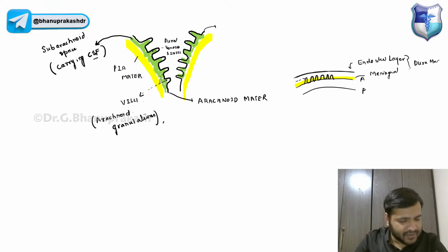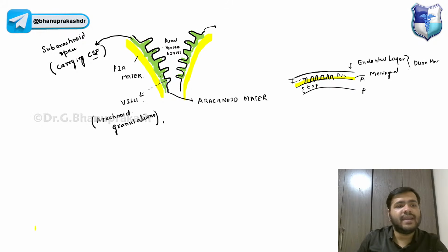That is something you have to remember. This CSF from the subarachnoid space, with the help of these villi, will go directly into this cavity that contains the dural venous sinuses. So it will be mixing with it. That is something you have to remember.